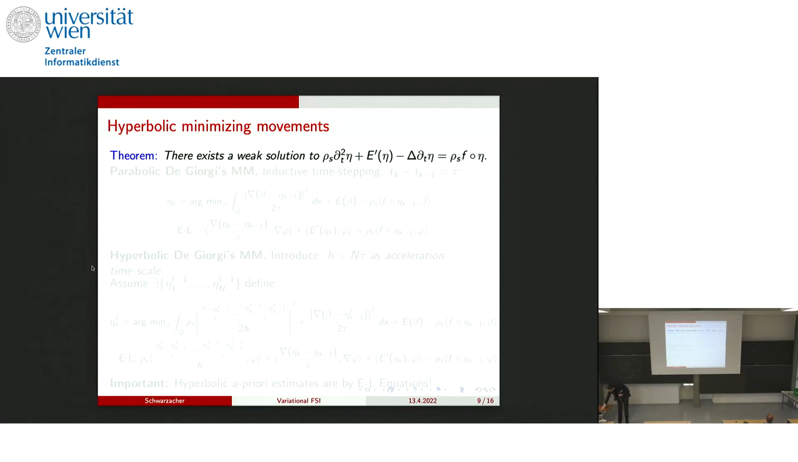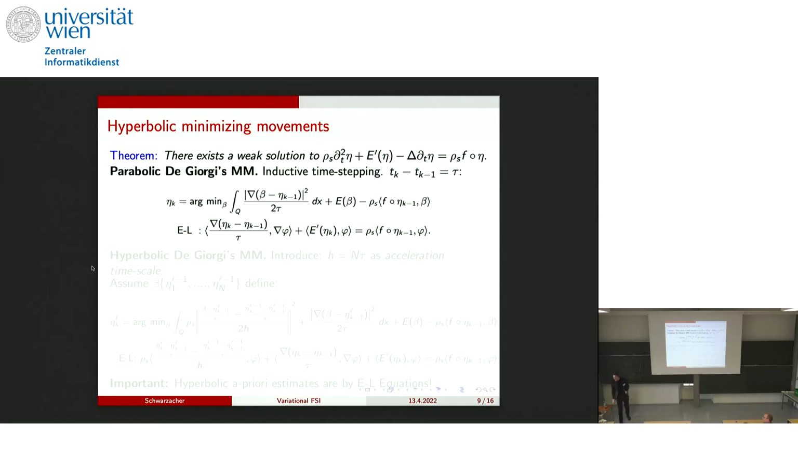So, inertia. And now, for this, we introduce these hyperbolic minimizing movements, but I want to make very clear, of course, this is not a hyperbolic PDE which we're solving. But we are suggesting a scheme which is able to produce approximations for hyperbolic PDEs.